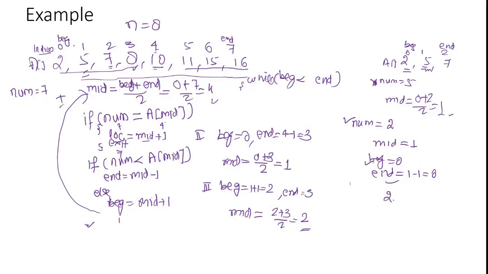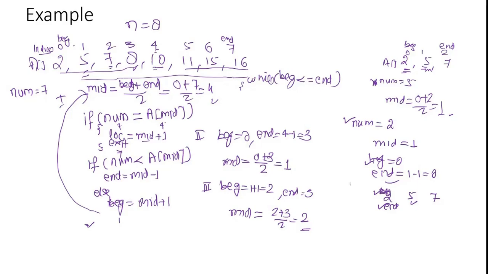In this array 2, 5, 7, beginning was here, end was here, but after the first comparison we have moved end to one position before mid. So here you can see beginning and end are both at the same position. Now this is the second comparison. Till now we have not compared the number with this element a of mid, but we have to compare it. So this means we have to run the loop for this case also. So here the equal to condition is a must.